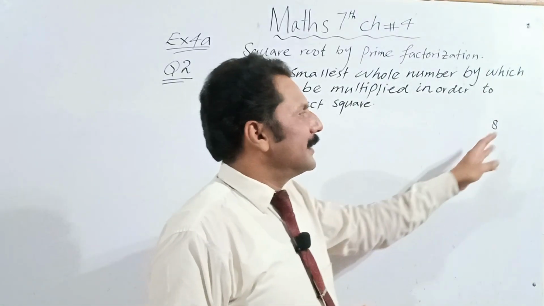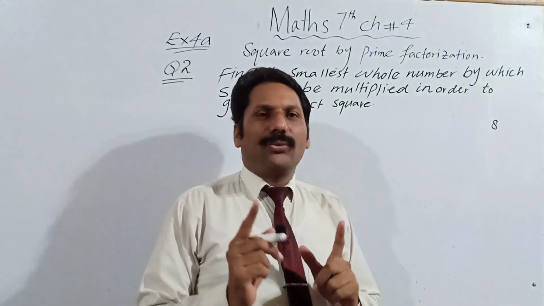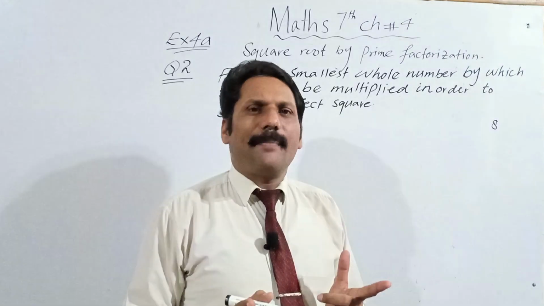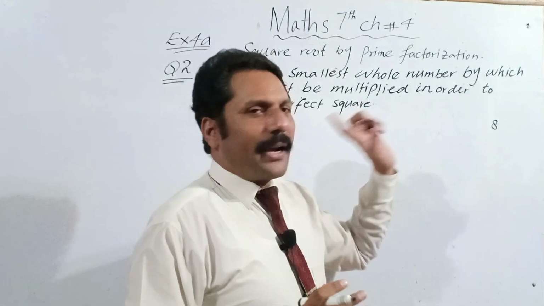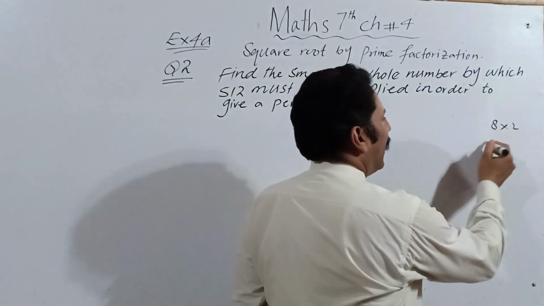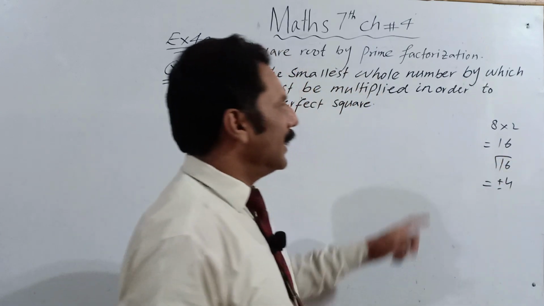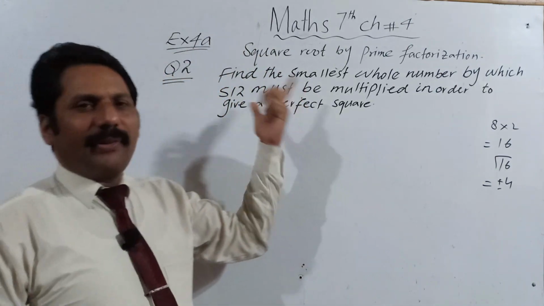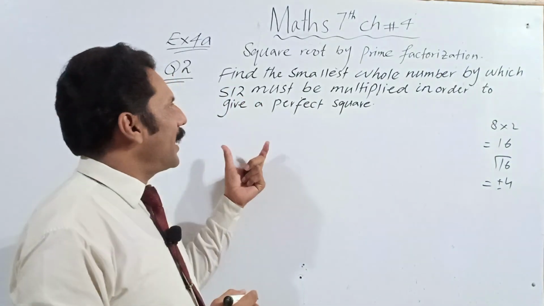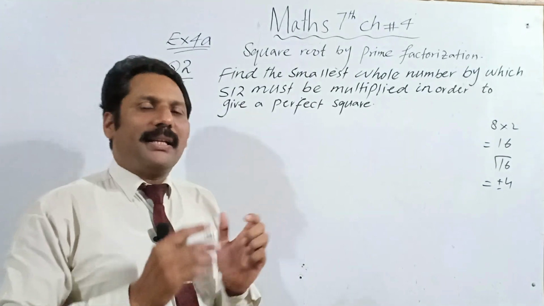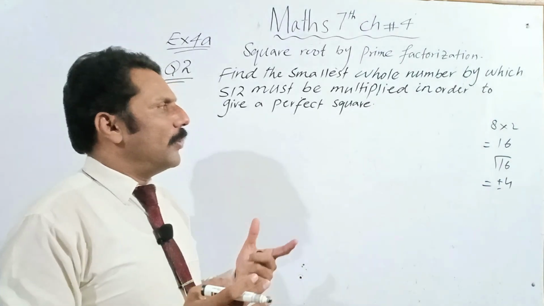Yes, you can say that, sir, if we multiply 8 by 2, then we will get 16, and 16 is a perfect square. 16 is a perfect square because 16 is a square of 4. Similarly, in the same pattern, if I say 16, then the square root of 16 is 4 or plus minus 4. Same pattern, we can solve this question. So 512 is a given number and we want to find a number by which 512 should be multiplied in order to give a perfect square. So let's see how we can find this.